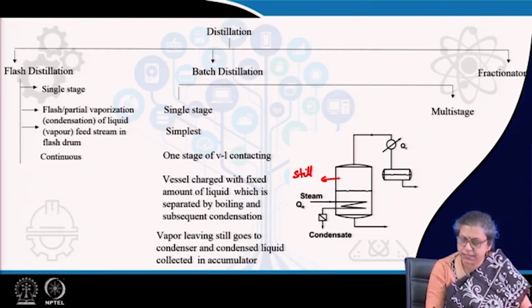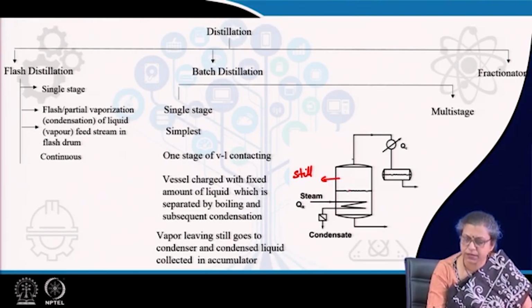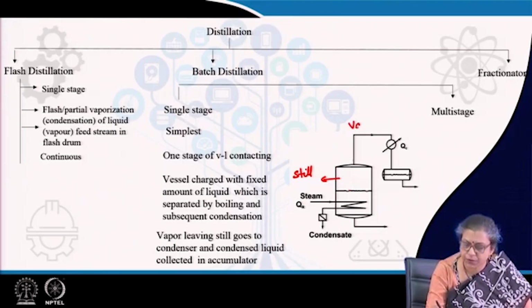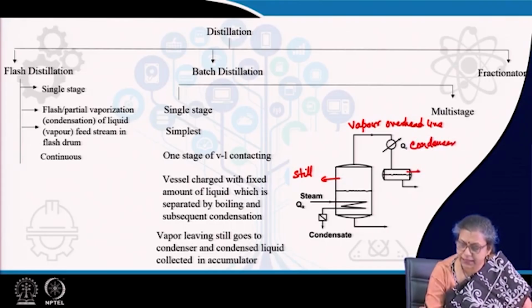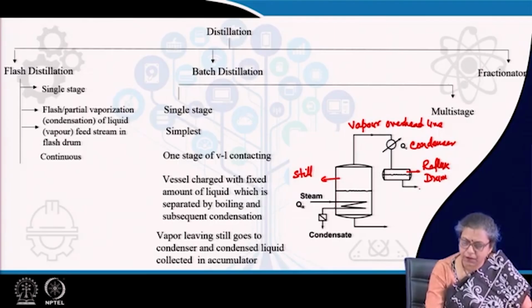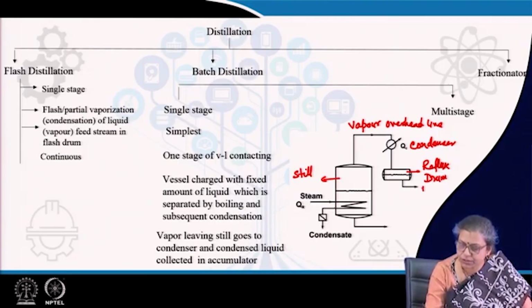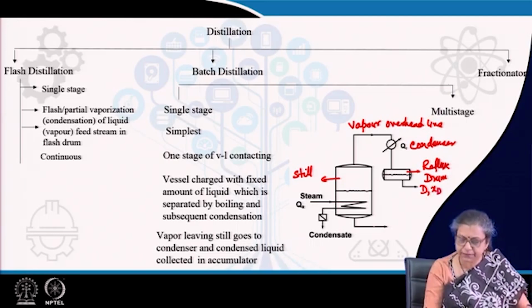Now, once it is heated, naturally what happens? The vapor forms, it rises through the vapor overhead line, and from the overhead line it goes to the condenser. In the condenser, the vapor is condensed, and then it is collected in the reflux drum, and from the reflux drum we collect the product. It is usually known as the distillate with the composition of XD, right.